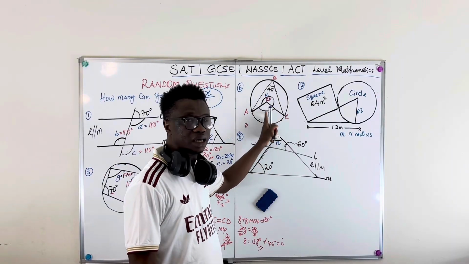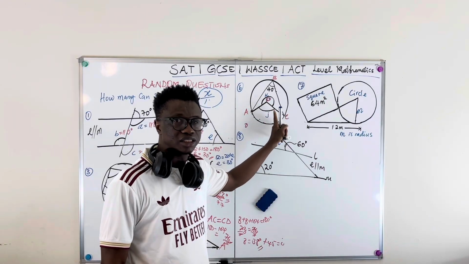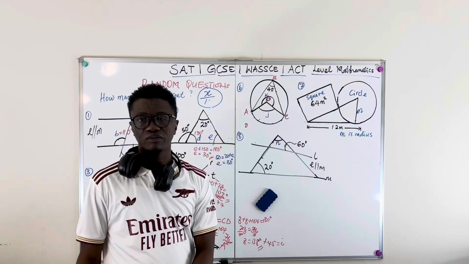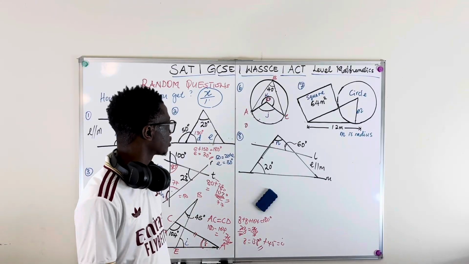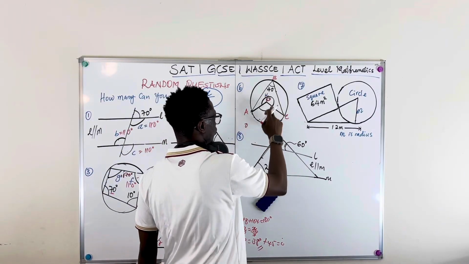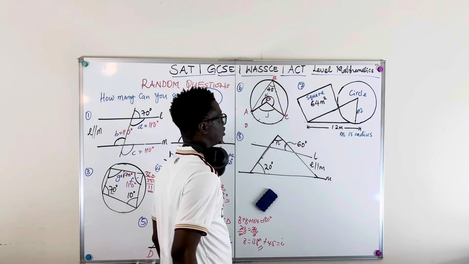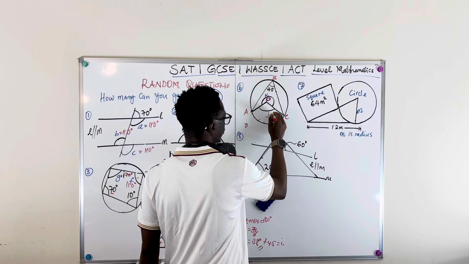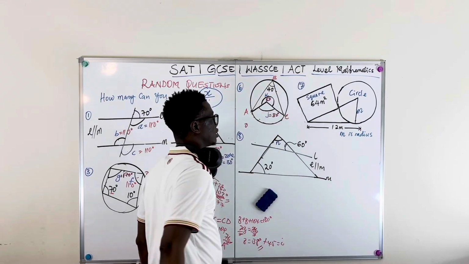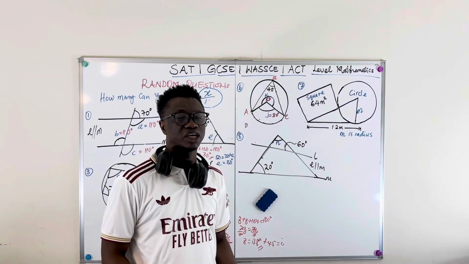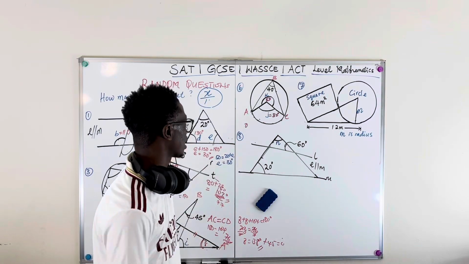This angle at the center is twice that at the circumference. So if this is 40, we know already that this has to be twice this one. So this is definitely going to be 80 degrees, right? Angle at the center is twice that at the circumference if they are subtended by the same arc, right?